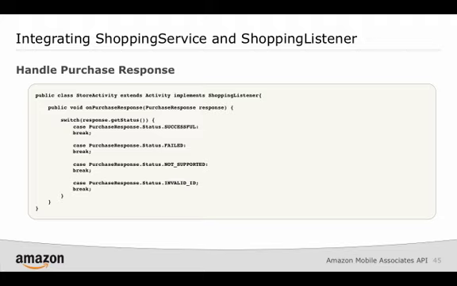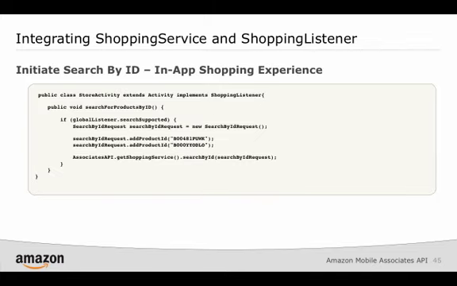In the in-app purchasing experience, we can avoid getting invalid ID as an error code on the purchase response by first checking whether the item for purchase is available. This is done by using the ShoppingService's Search by ID call. We construct a Search by ID request object, adding in all the ASINs that we want to verify, and pass this to the ShoppingService Search by ID call.